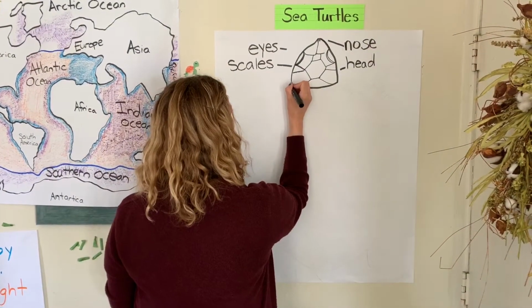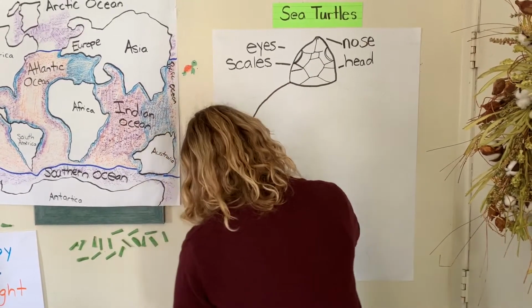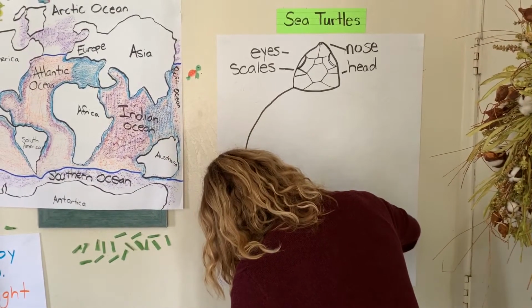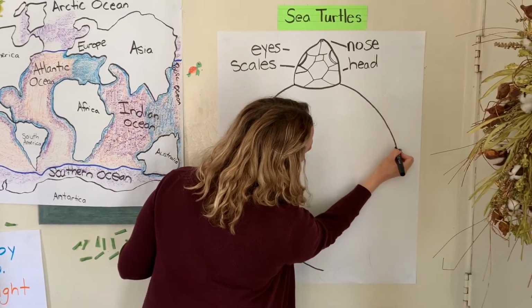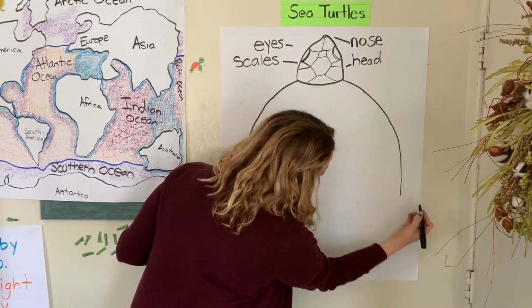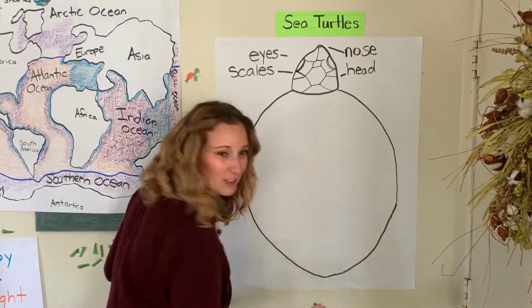All right, and then one thing we know about all turtles, including the sea turtle, is that they have a shell. So that's what I'm drawing now, the sea turtle's shell. And their shell is, did you hear Trixie barking?